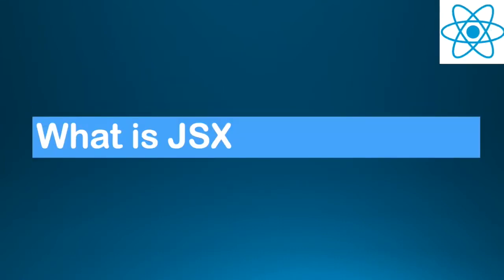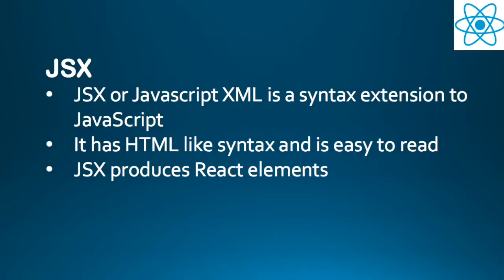An important concept in React is JSX. So what is JSX? JSX stands for JavaScript XML and is a syntax extension to JavaScript. It has HTML like syntax and is easy to read, and JSX produces React elements. So it is important to understand that JSX is a syntax extension, and the purpose of JSX is to make the code writing in React very easy to read and intuitive.